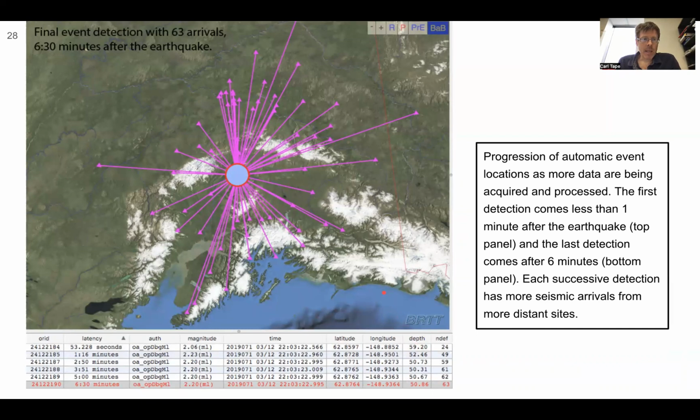And the final event detection with 63 arrivals was 6 minutes and 30 seconds after the earthquake. From all this information, this would be the most refined, taking into account the most information available. So this would be an example of very good data coverage, giving you an idea of how many minutes it takes to get a final or best solution. This is prior to any analyst reviewing these.